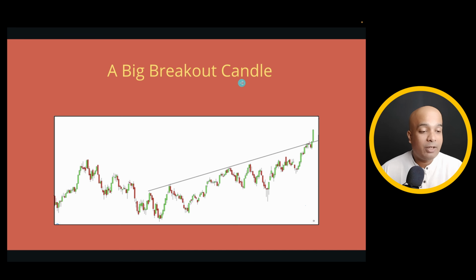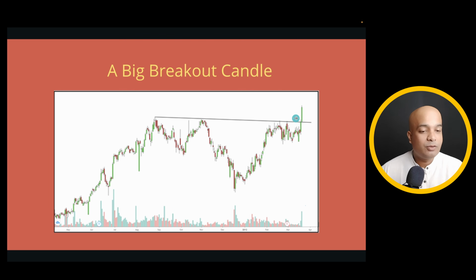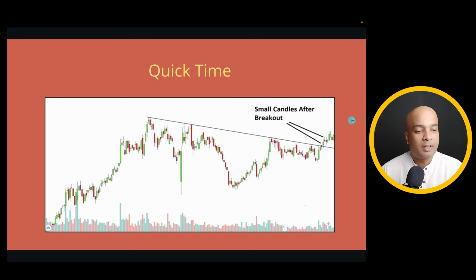A big breakout candle means, see, this is a breakout candle, right? You should have a big breakout candle like this, which is breaking the resistance trend line actually. See, this is one more example. There is a resistance trend line, price is breaking with a big candle, right? So this big breakout candle is essential for us actually.